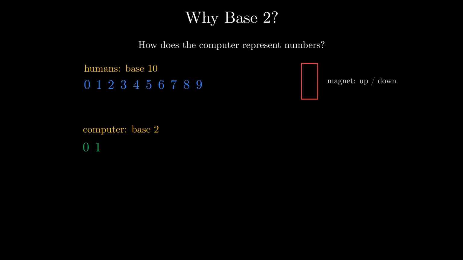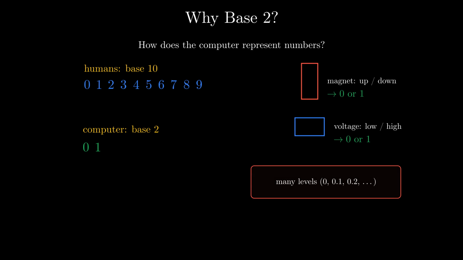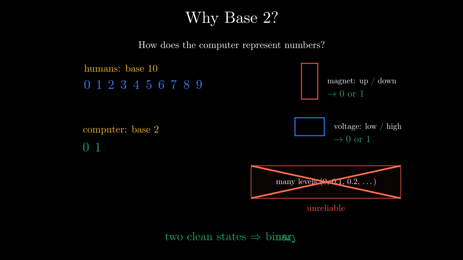It is easy for hardware to represent a magnetic spin as up or down, or a voltage as low or high, that is 0 or 1. It would be much harder and would introduce too many errors for the hardware to reliably distinguish many levels, like 0, 1/10 of high, 2/10 of high, and so on. So it is far simpler and more reliable for the hardware to sit in just one of two states. That is where binary comes from.